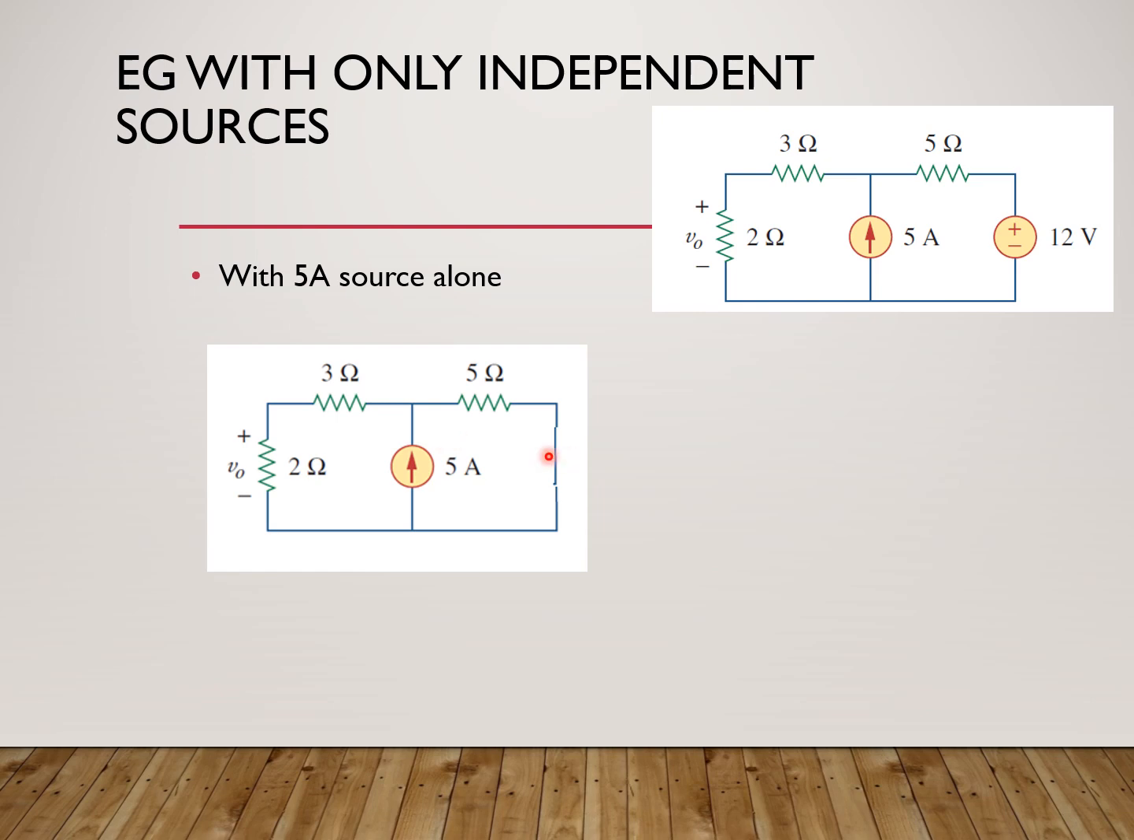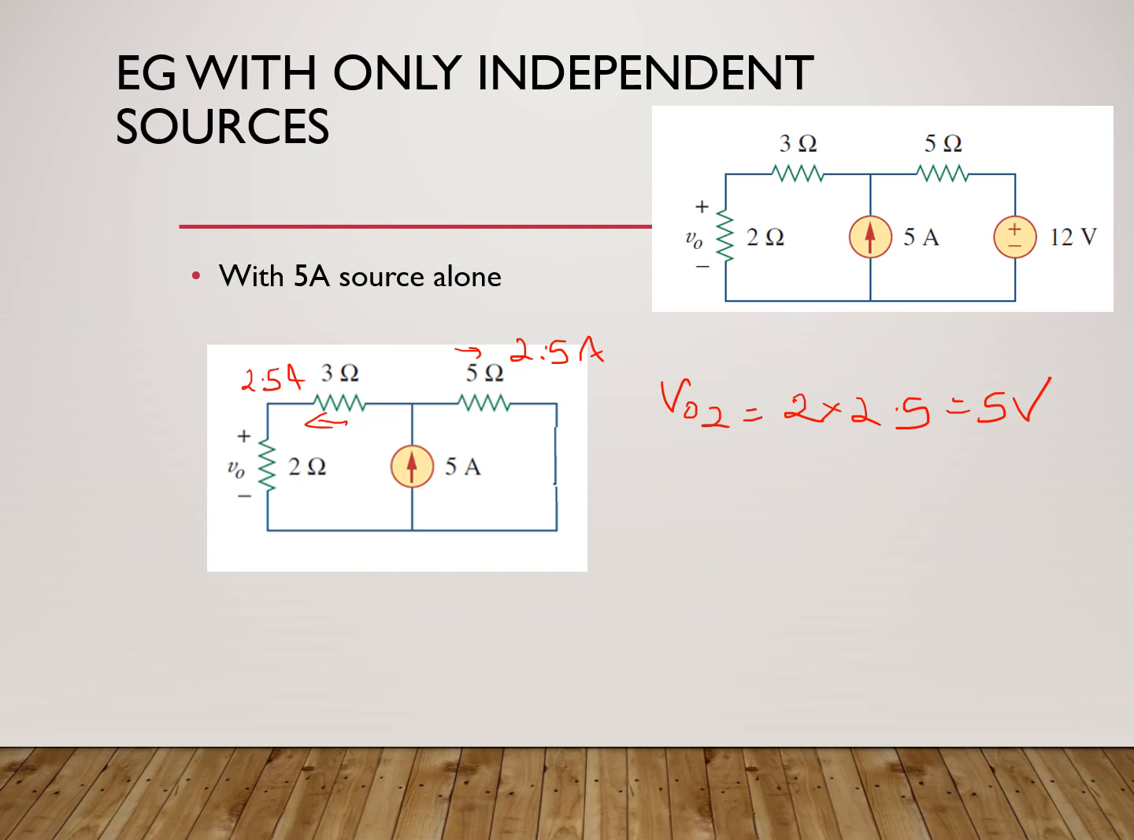5 is parallel to 5, which means there is a current source and it will divide into these two parallel paths. Since both resistances are equal, current will divide equally. So you will have 2.5 ampere flowing through each. Now, what is the voltage across the 2 ohm resistance, which is VO2? That is what we are supposed to find out. It will be equal to 2 into the current, which is 2.5, which is 5 volt.